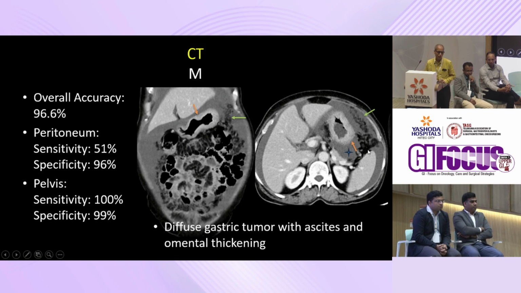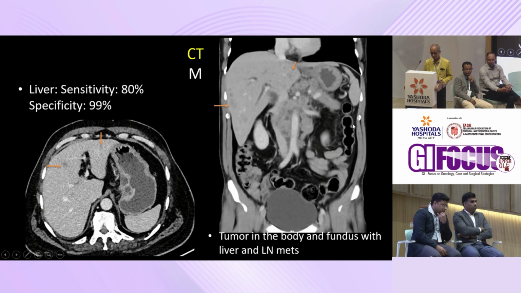So whenever you have presence of fluid in the lesser sac and greater sac, always suspect malignancy as the cause as compared to tuberculosis or other causes. And you also look at omental thickening, which is very easy to look at and easy to document as peritoneal spread of disease in gastric cancers.